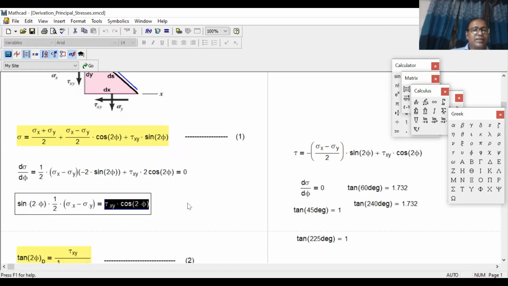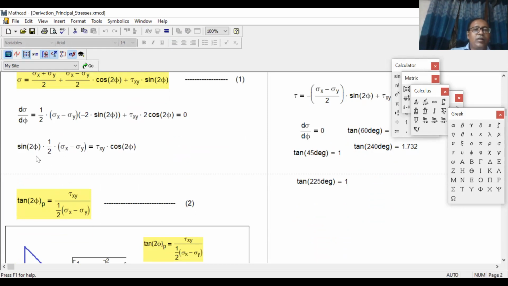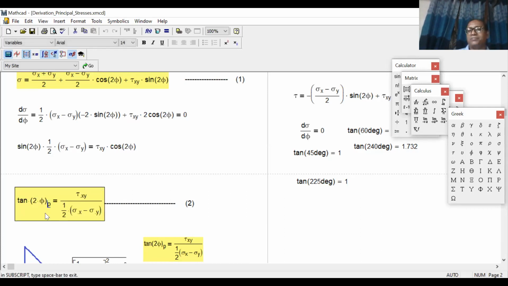And from there, we figure out the value of tan by applying sine by cos theta equal to tan. So we are getting this. And instead of phi, I put phi p, because at that angle, the value of sigma will be maximum. Okay? Sigma will be that we did over here.